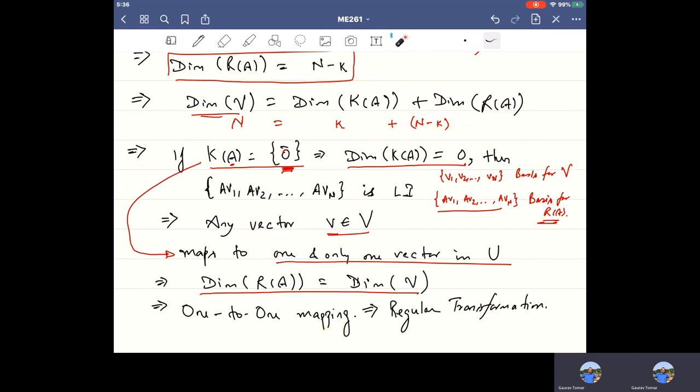When the kernel space is the zero vector only, then you call such mappings one-to-one mappings. And the linear transformation is called a regular transformation. Saying one-to-one mapping is the same as saying regular transformation. One and the same thing.